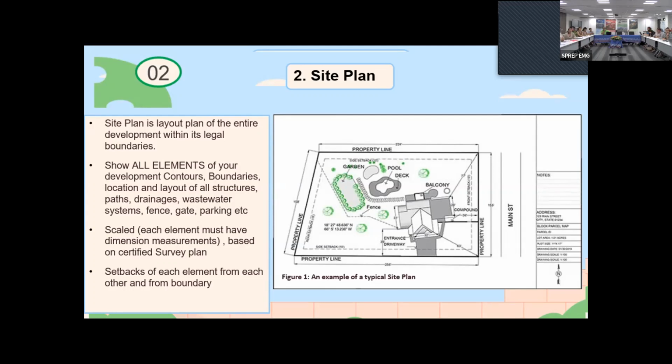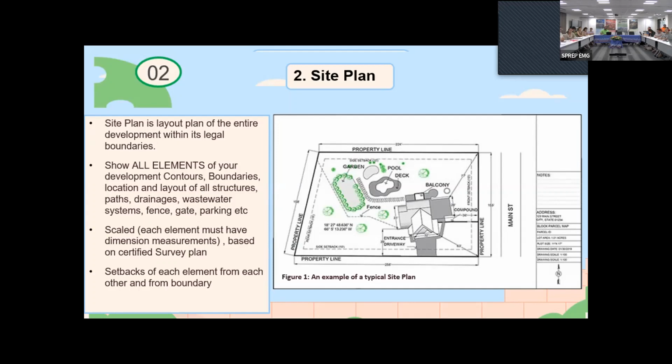And that is a picture of a typical site plan. So that is a typical site plan for, let's say, a house that intends to have a garden and a pool area with a deck. You can't really see it, but it has numbers on it. Those are the measurements of the sizes of the elements within the site plan, and also where it lies within the property line.